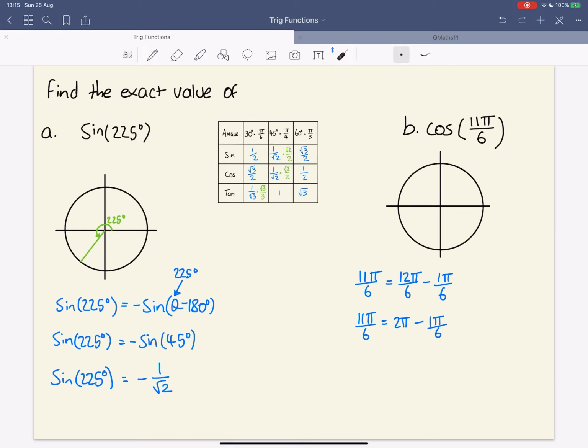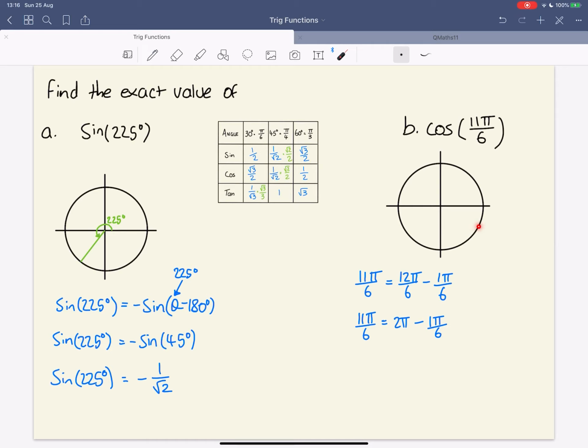So what is 2 pi? We should know by now that 2 pi is a full revolution, right? Starting here, pi on 2, pi, 3 pi on 2, 2 pi. 2 pi is a full revolution. Can you see that in doing this, I've noticed that 12 pi on 6 is a full revolution. Now, when we go around a full revolution, we end up at the exact same point. So think about what I'm doing here. I've basically expressed 11 pi on 6 as a full revolution and then take away this extra pi on 6 right there. I'm just roughly estimating, right?